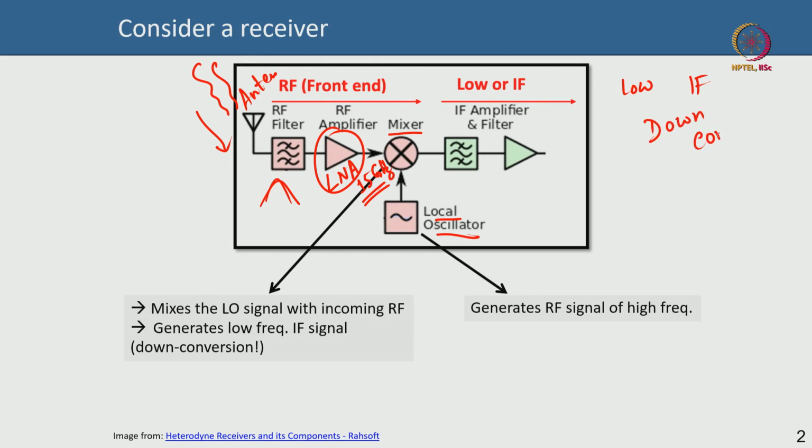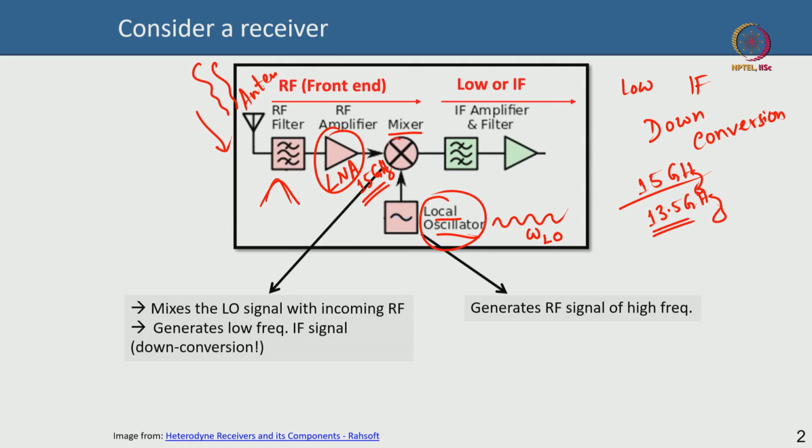When I say down conversion, it means whatever signal you are bringing in from the antenna, which is say 15 gigahertz, you want to bring it down to a lower frequency so that all subsequent processing of the signal becomes easier. So I will have a local oscillator, which generates an RF signal. It is called a local oscillator. It generates a signal at omega LO, the frequency at which it will generate the signal. Suppose it generates the signal at 13.5 gigahertz. So the incoming signal is at 15 gigahertz and the local oscillator is generating a signal at 13.5 gigahertz.